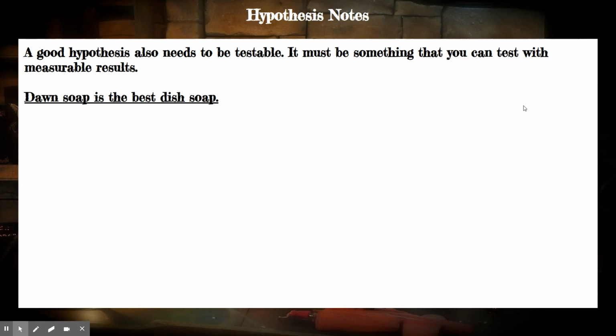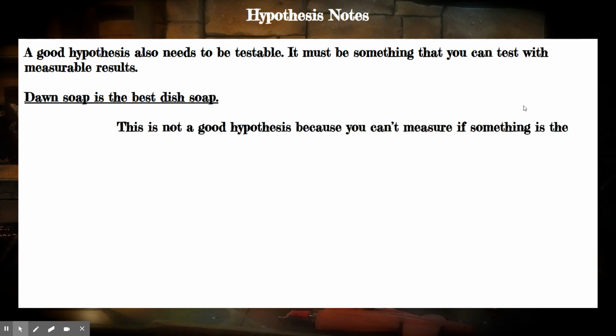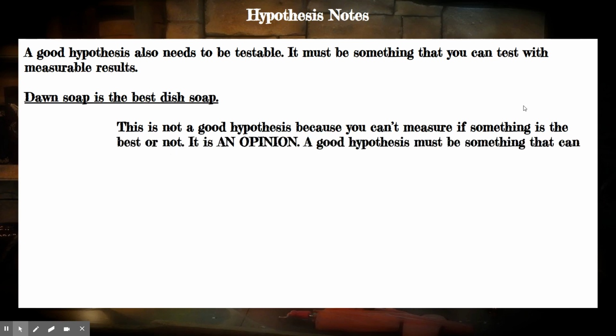So, Dawn soap is the best dish soap. From this, I want you to think to yourself, is this testable? Can we test this? Well, the answer is no, we can't test this, so this isn't a good hypothesis, because this is an opinion. We can't measure if something is the best or not. That's going to be up to the person in question. A good hypothesis must be something that can be measured and proven.